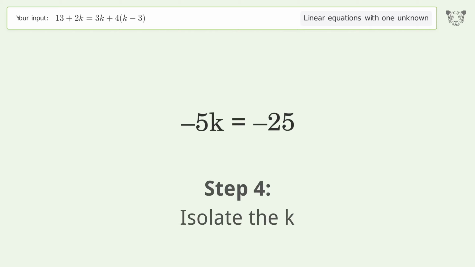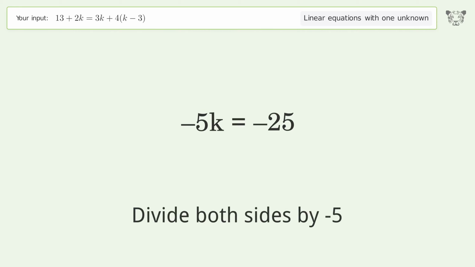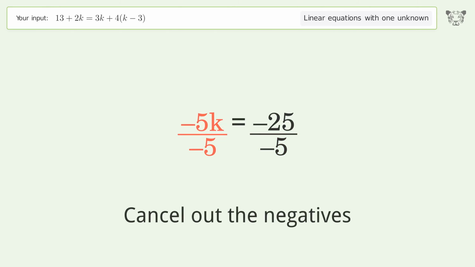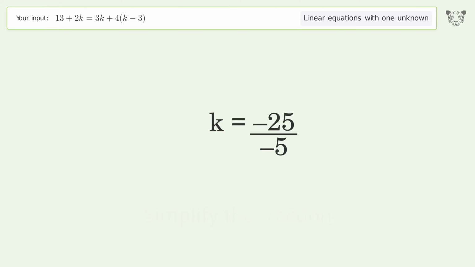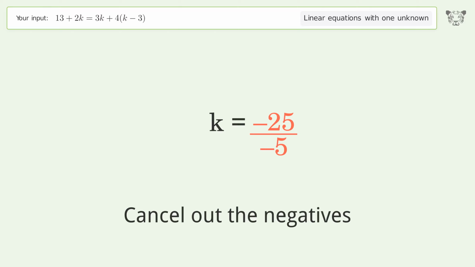Isolate the k. Divide both sides by -5. Cancel out the negatives. Simplify the fraction. Cancel out the negatives.